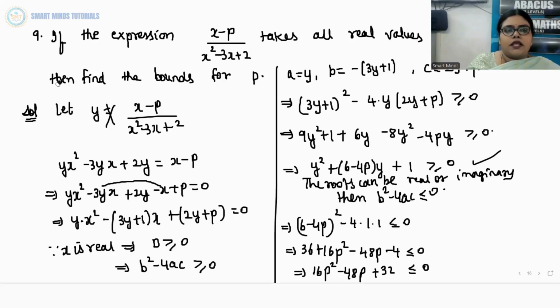So here in this step, you can see you have to just try x is real. So directly you can write the roots can be real or imaginary. Then b square minus 4ac is less than or equal to 0.